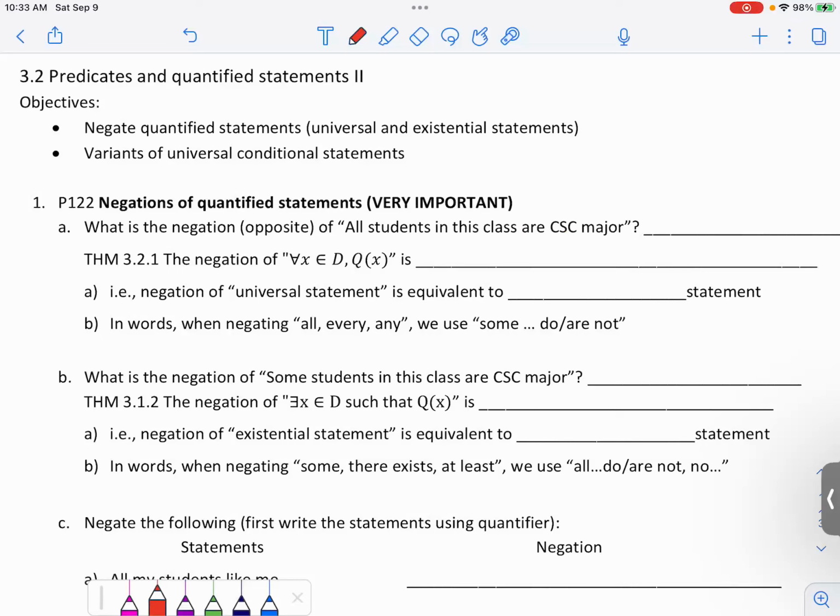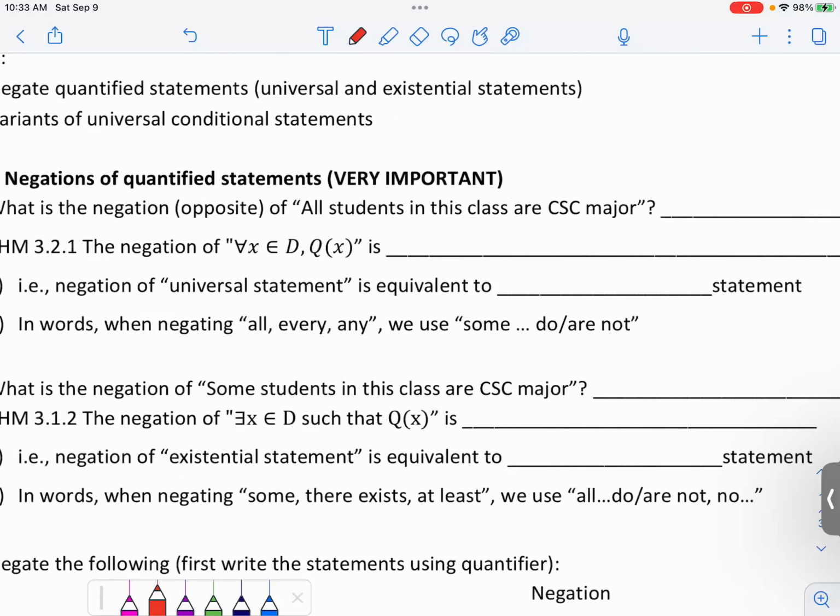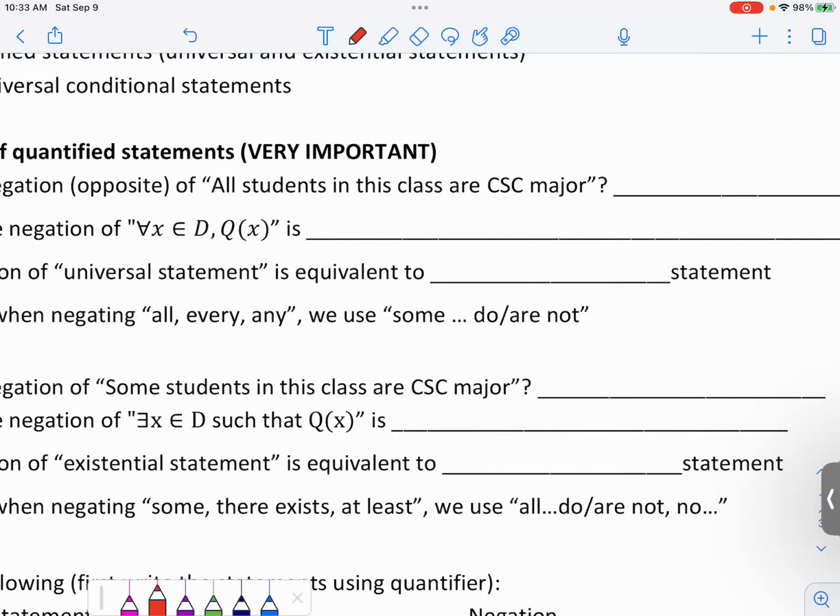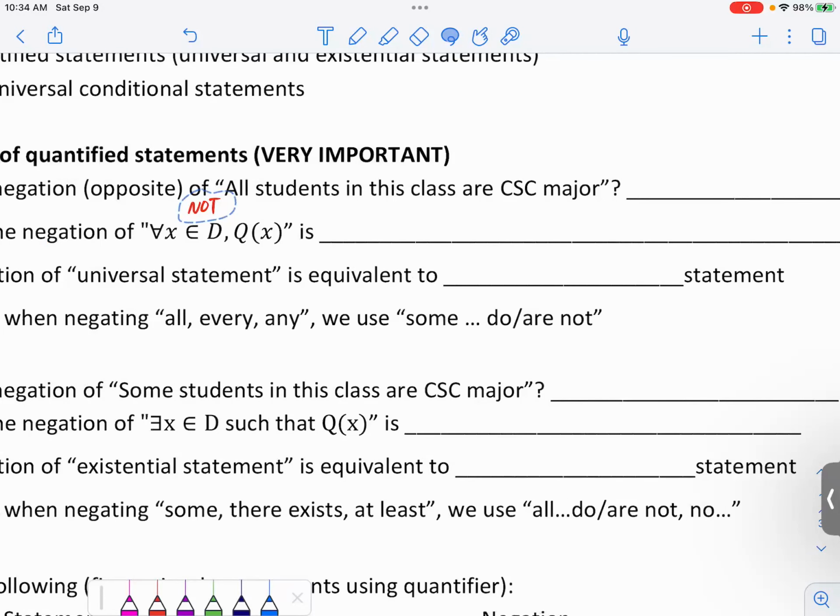Please note that a typical mistake that students usually make is to negate it this way: all students in this class are not computer science majors. So that's a typical mistake. Actually, what is the correct way to negate it? Just put the not in the front, right? It is not the case that all students in this class are computer science majors, or just say not all students in this class are computer science majors.